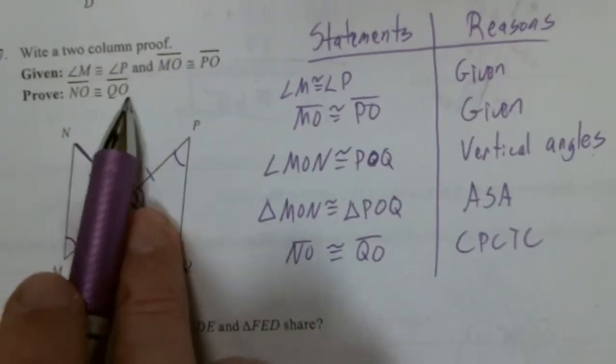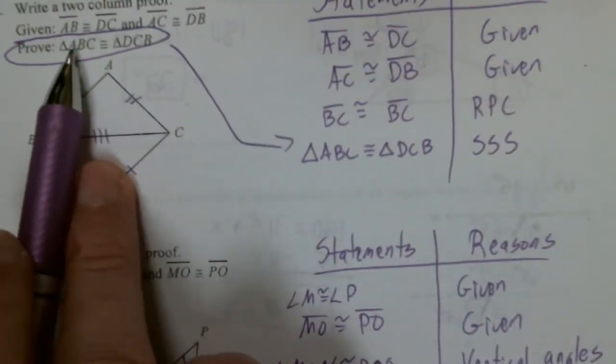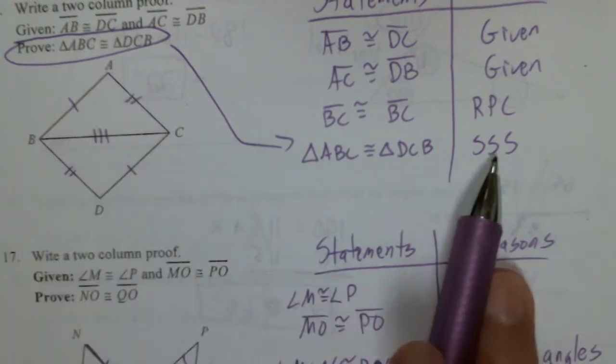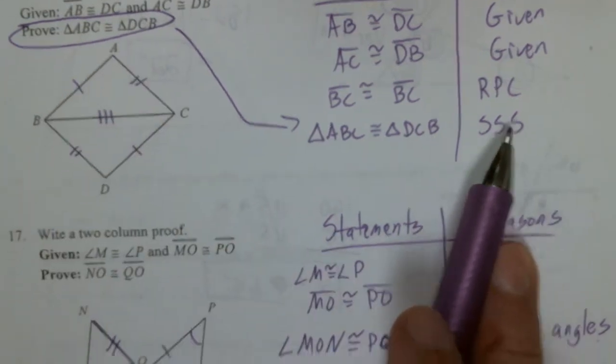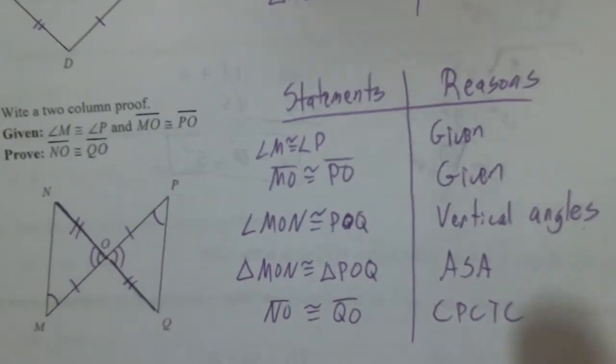So just remember, with these triangles, if they ask you to prove something other than just proving the triangles are congruent, then up here we're done. We stop with the SAS or whatever. If they ask us to go one step further, it's always going to be CPCTC.